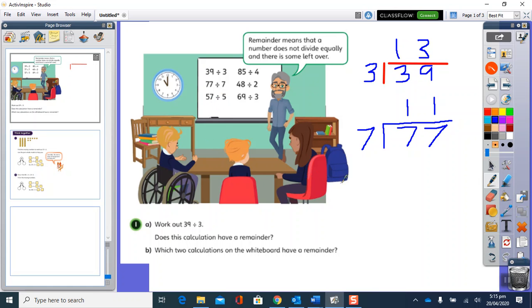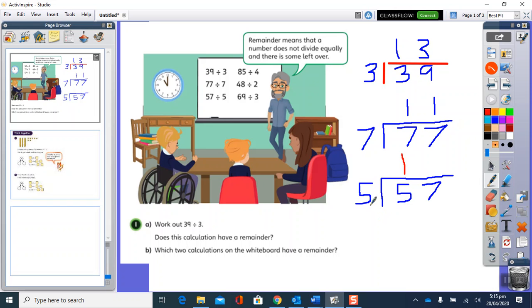57 divided by 5. 5, the divisor, goes on the outside. 57, the dividend, goes on the inside. Let's change my color here. Nope, that's not what I want. I'll change my color. Now 5 into 5 divides equally and it goes in once. 5 into 7 doesn't go in equally. So 5, 10. 7 is not in the 5 times table.